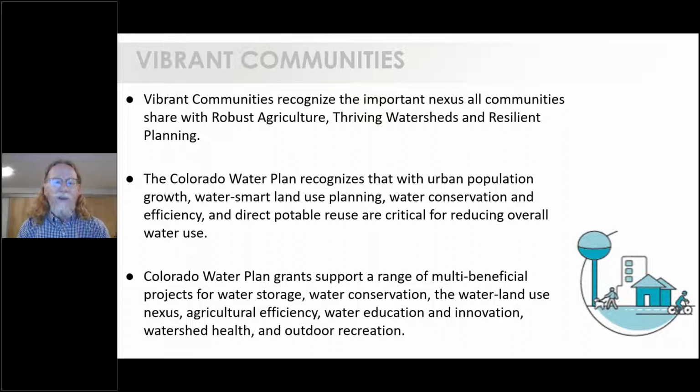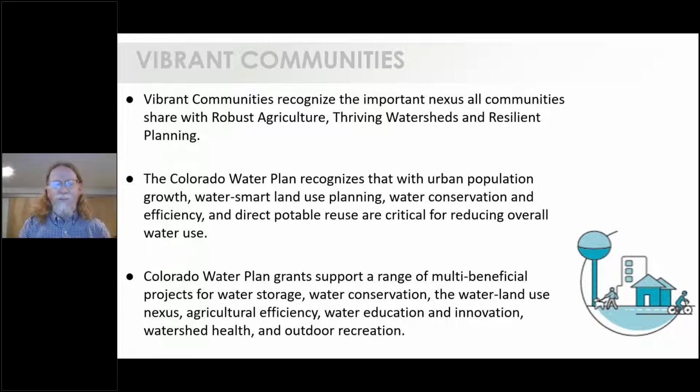This plan recognizes urban population growth and water smart land use planning, efficiency, and direct potable reuse. Really what we're trying to do is reduce overall water usage, because we've got a lot more people living here than we did 20 years ago, and we are seeing volumes per capita way lower than before, with volumes of usage equivalent to the 1980s, 1970s in some places.